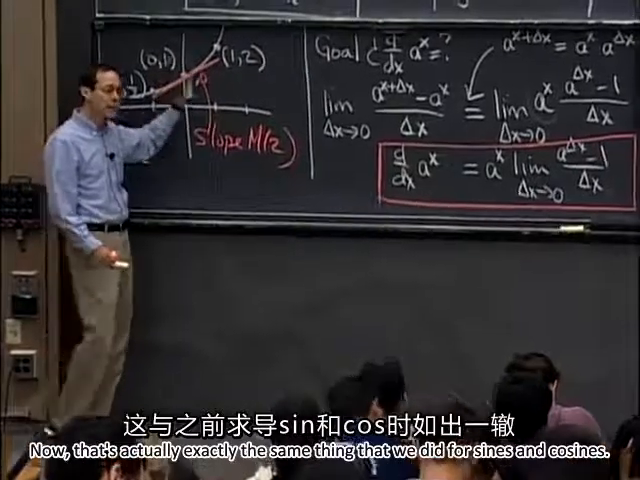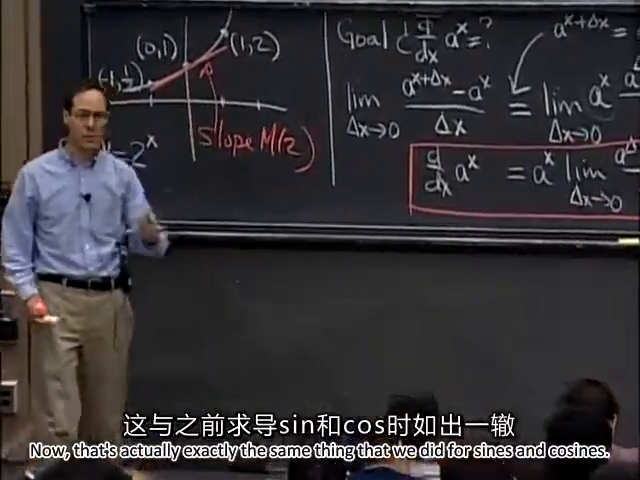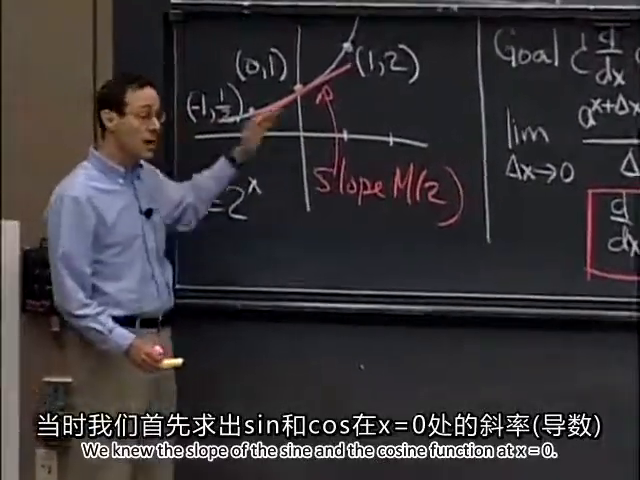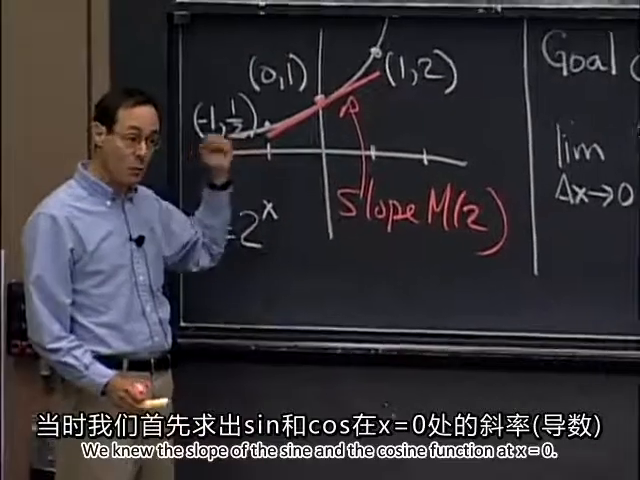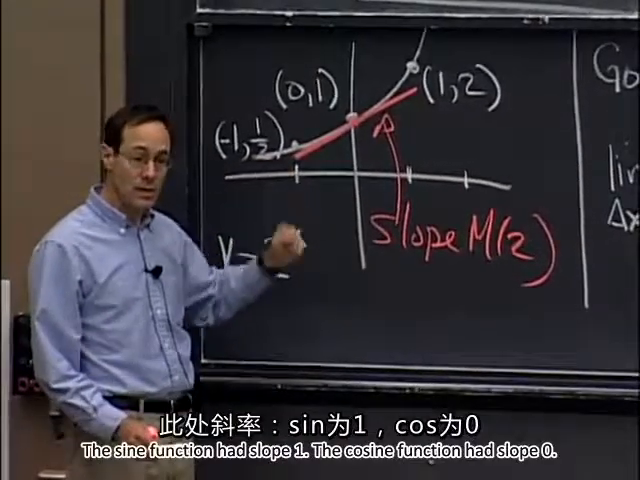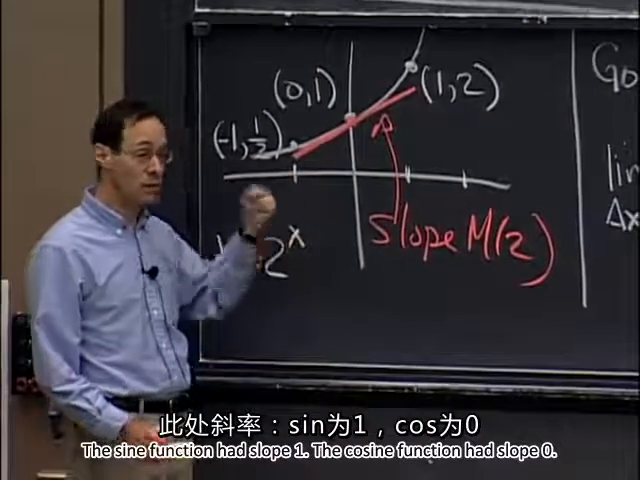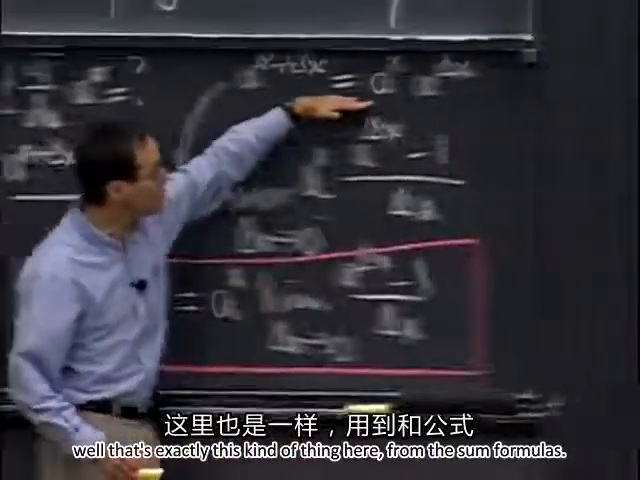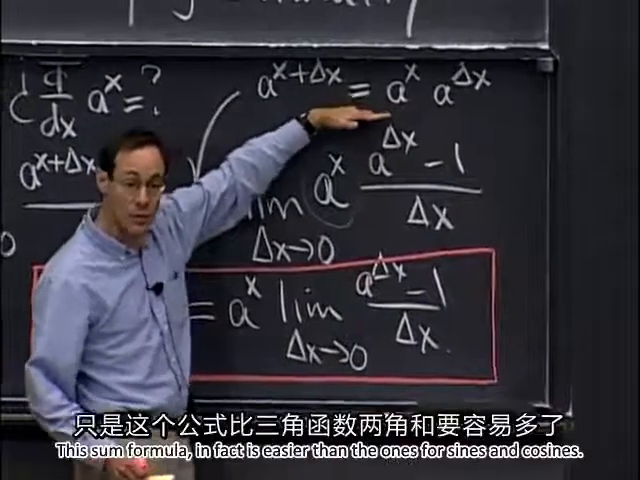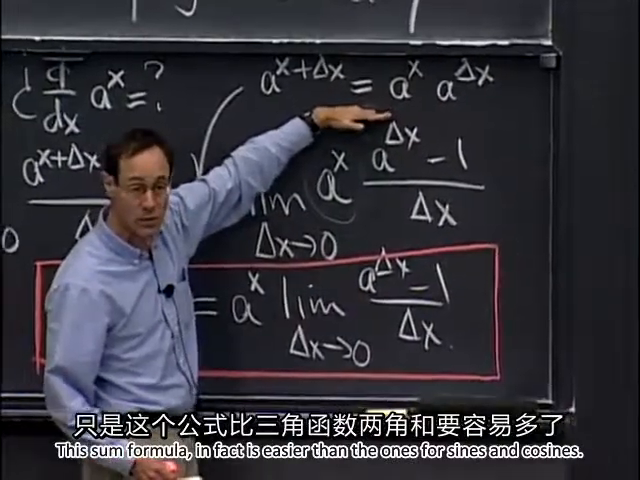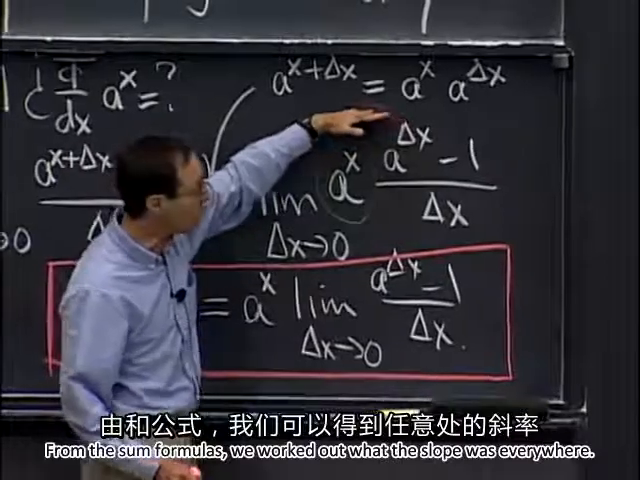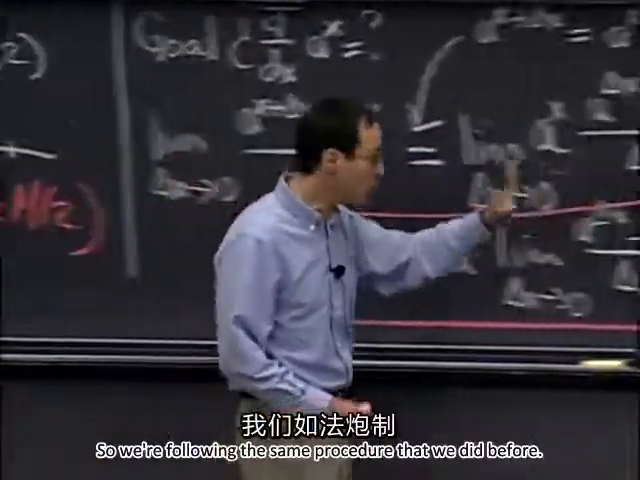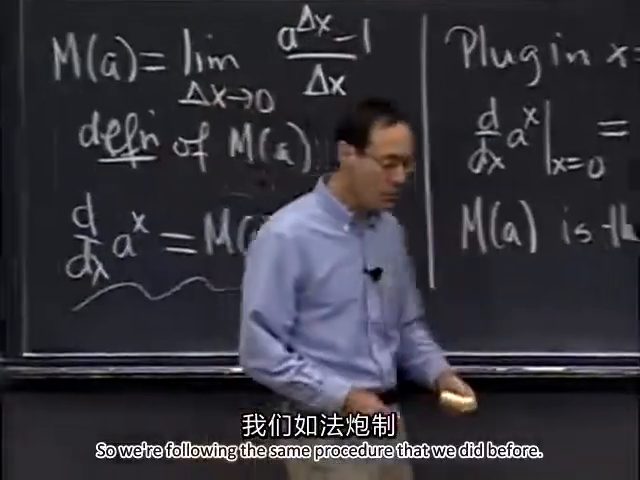Now that's actually exactly the same thing that we did for sines and cosines. We knew the slope of the sine and the cosine function at x equals 0. The sine function had slope 1, the cosine function had slope 0. And then from the sum formulas, well, that's exactly this kind of thing here. From the sum formulas, this sum formula, in fact, is easier than the ones for sines and cosines. From the sum formulas, we worked out what the slope was everywhere. So we're following the same procedure that we did before.